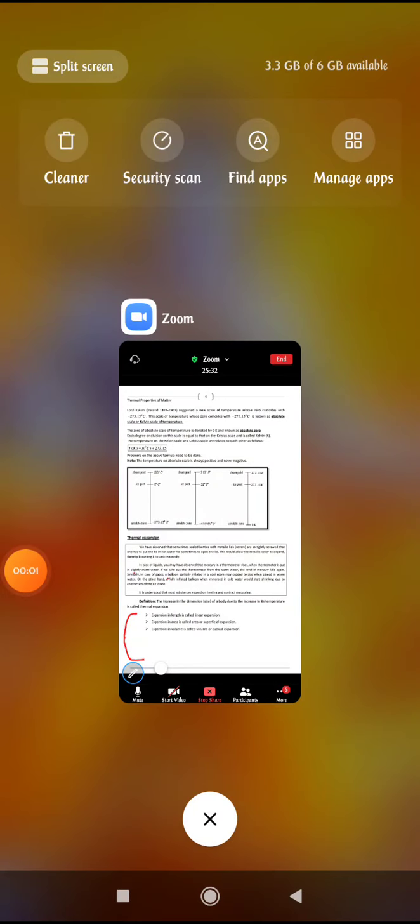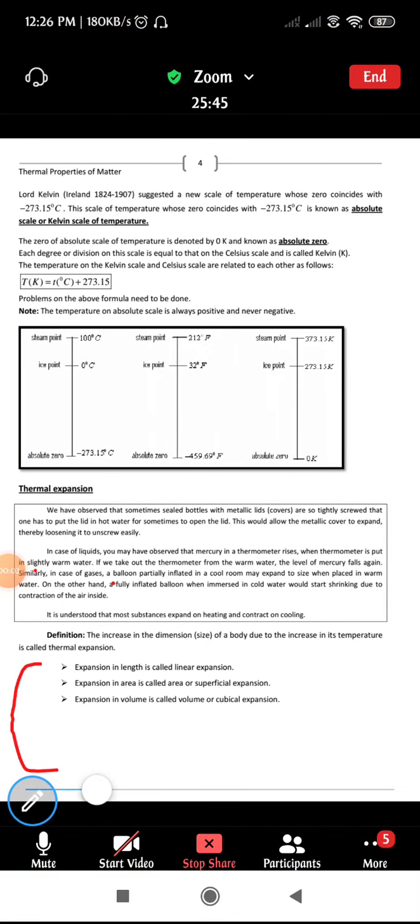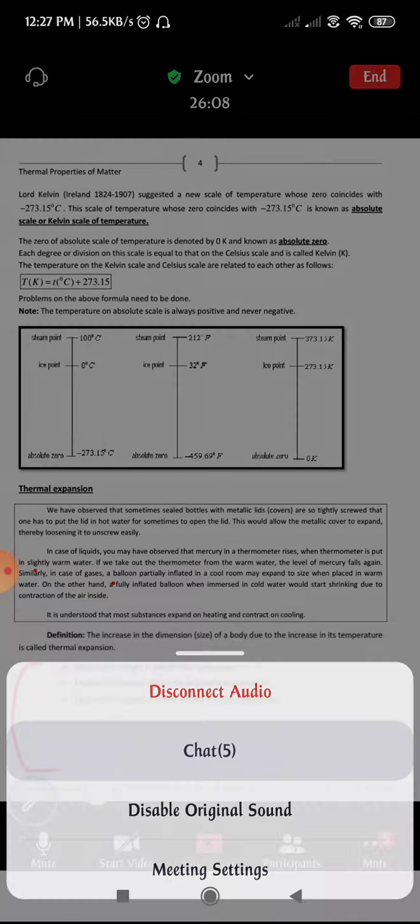So when you supply heat, the temperature of the object increases, so there will be an increase in the size of the object. Depending upon length, area and volume, we define the expansion as linear expansion, area or superficial expansion, and volume or cubical expansion.